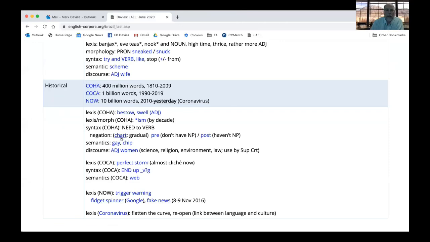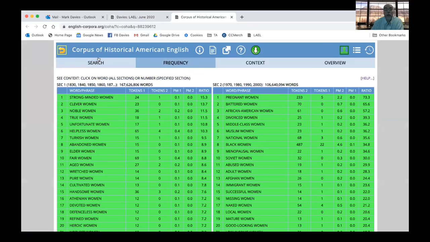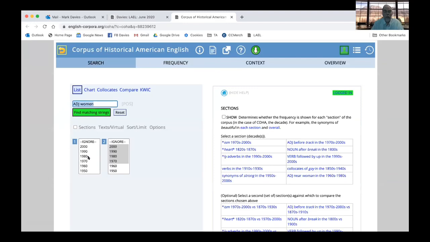And just as we did a simple search, adjective wife, and found some interesting cultural issues between different areas of the English-speaking world, we can do the same type of thing historically here. So this simple search, adjective women, okay? And we're saying, show me the adjectives that were used with women back in the 1830s through the 1910s compared to the last 40 years or so.